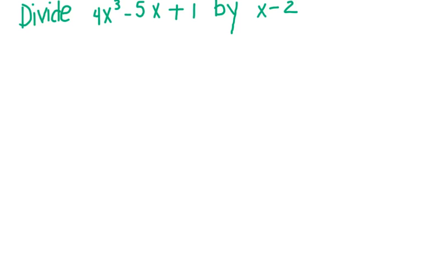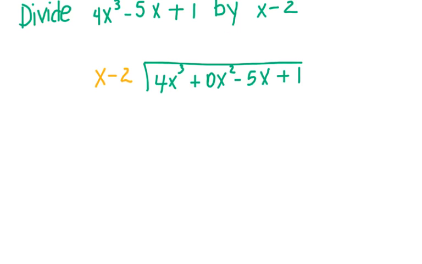So we want to divide 4x cubed minus 5x plus 1 by a factor x minus 2. So the first thing we want to do is set up our question as a long division question. So we have 4x cubed. There isn't an x squared term, so we add that in. 0x squared minus 5x plus 1. So we have an x cubed term, an x squared term, which is 0, but we're still going to put it in, minus 5x plus 1.